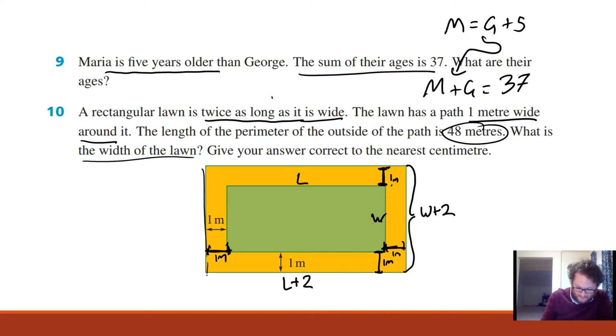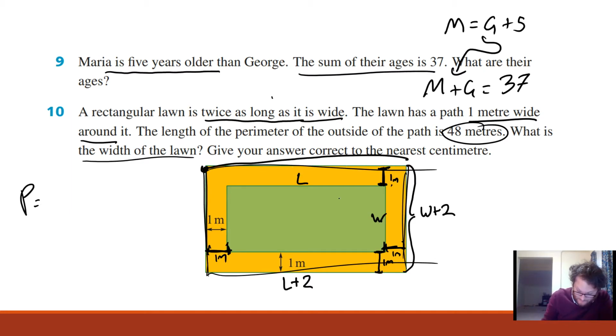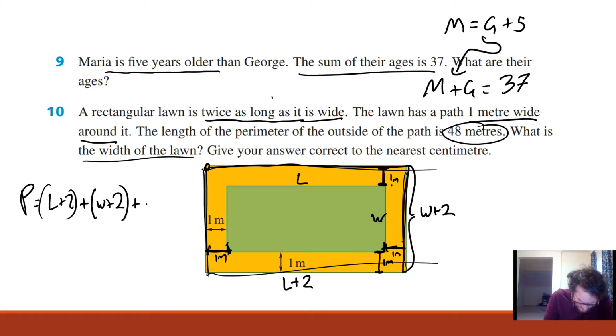If I wanted to find now the perimeter of this whole outside edge, that'll tell me that the perimeter around the outside edge is going to be, well, starting from here, going across, we have L plus 2. Then we go down, plus W plus 2, plus L plus 2, plus W plus 2. Now I can simplify that.